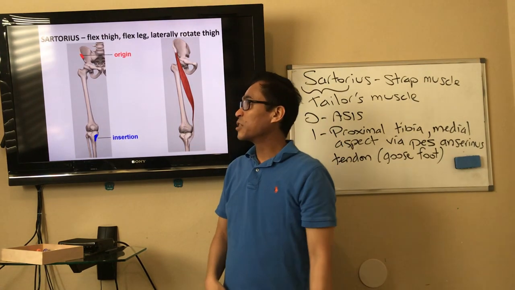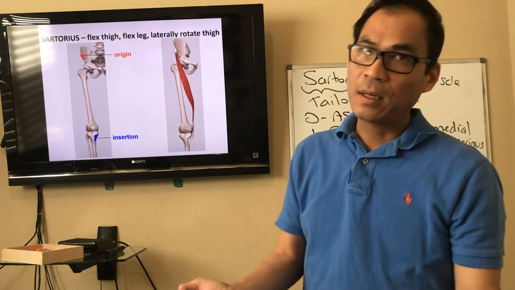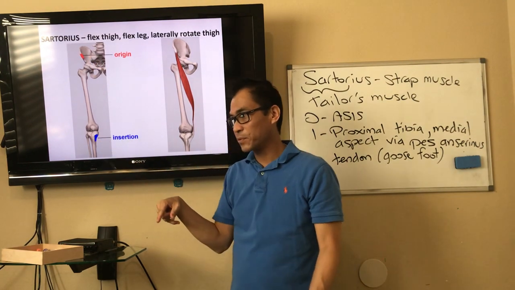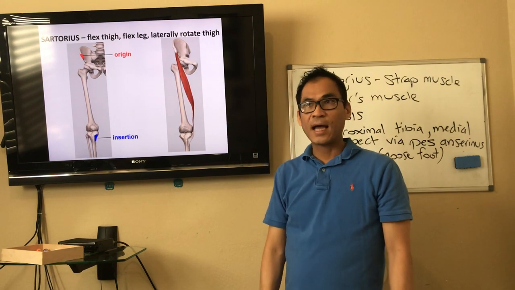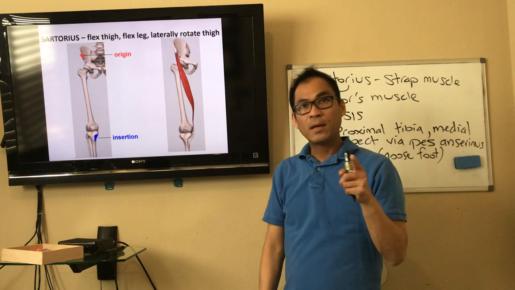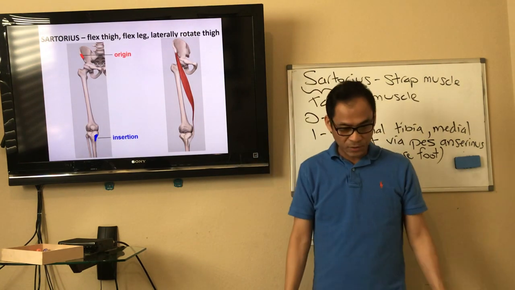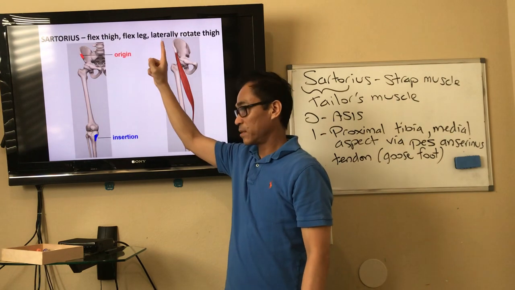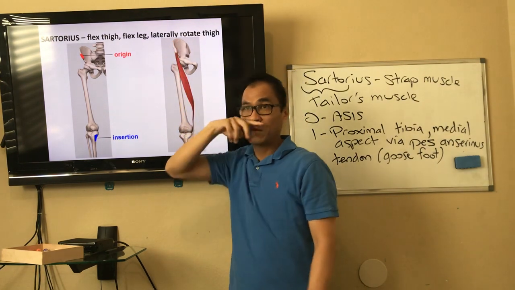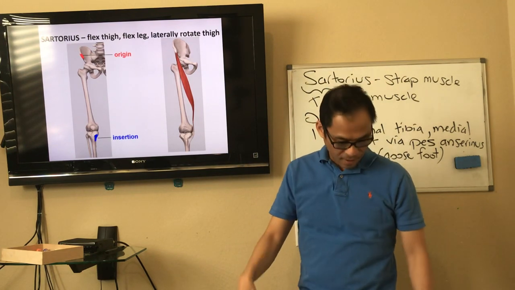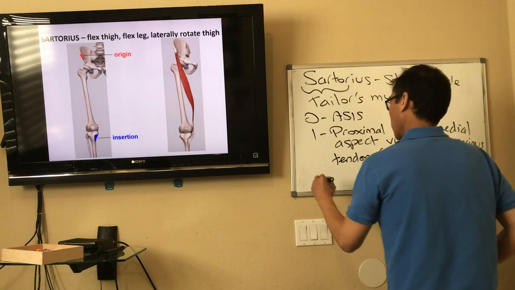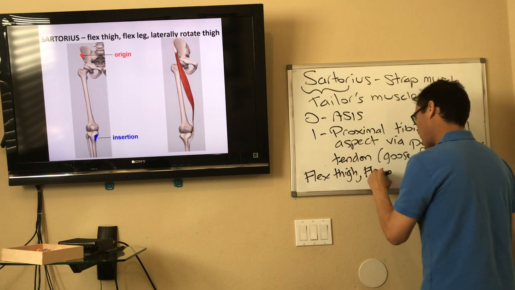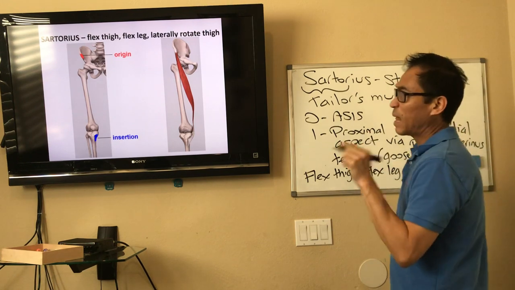All right, this muscle, its actions. Now think about the joints that it's crossing. It crosses the hip and the knee, because it originates way up here and inserts way down there. It's a big, long strap muscle. It's called the tailor's muscle because when a tailor sits down, it's like when you cross your legs and put your foot on your knee. I'll just do it standing up. Hopefully you can see me. Put your foot on your knee. Because when you do that, you flex thigh, flex leg, and laterally rotate thigh.